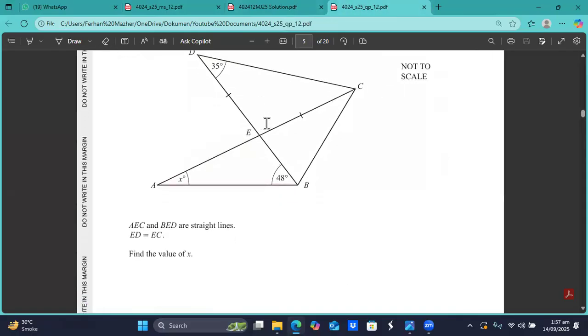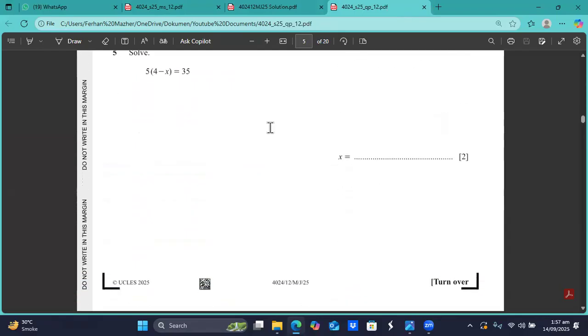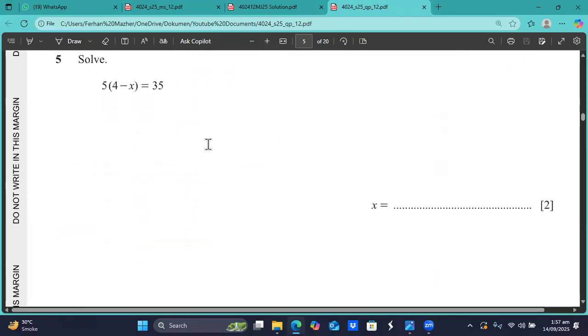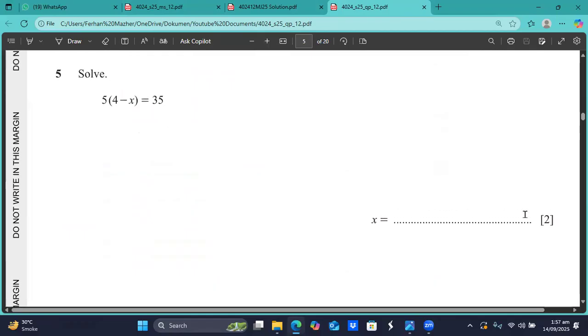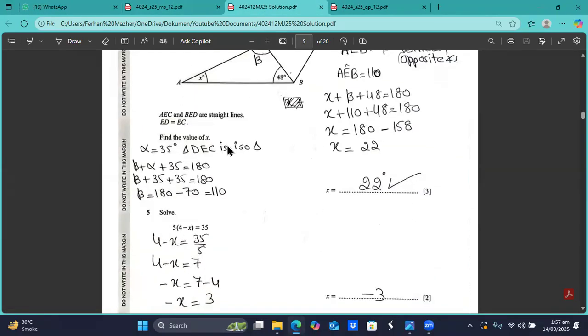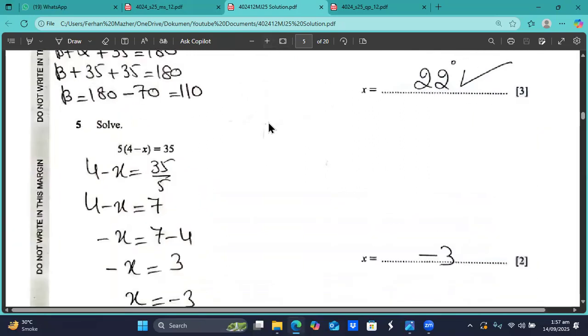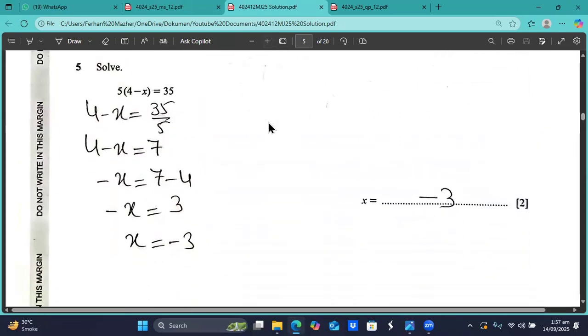So let's go to the next question. Okay, the next question coming up on your screen is question number 5. We have to solve this. It's a 2 marks question. So you can take 5 to the other side, divide there. Okay, so here we go. The solution of question number 5 is coming up on your screen.